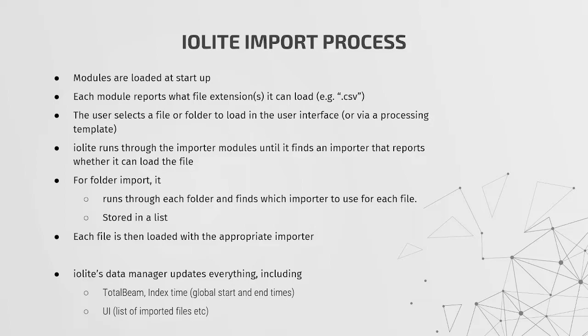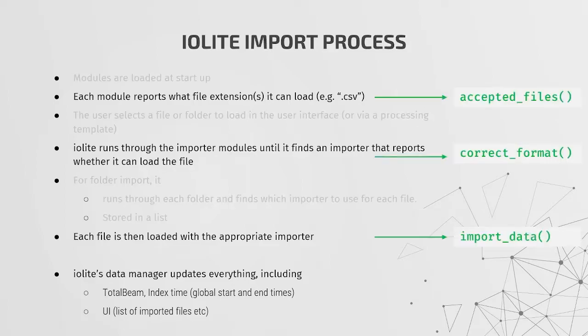So where does your importer module fit into this? In the part where the module reports what file extension it can load, it will call a function called accepted files. So we need to have a function called accepted files. When Iolite is testing whether a particular importer can load a file, it will call a function called correct format. This function tests the file to see if it's in the format that we want. And finally, if it has decided that this importer is the right one to load this particular file, it will call import data within that module. That's what actually does the work of importing the data.